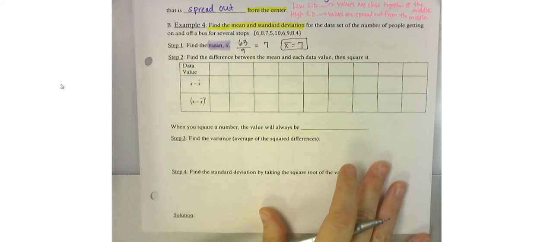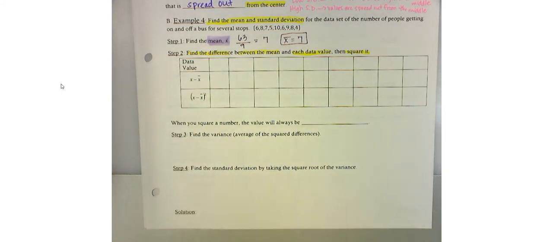Okay, in step 2, we are going to find the difference between the mean and each data value, and then we're going to square it. Okay, so the data value is going to come from this. So we have 6, 8, 7, 5, 10, 6, 9, 8, and 4. Okay, we're going to think of that value as x. Okay, so here when it says x minus x bar, we know x bar is the mean. So this is really, you're just doing x minus what? 7. Good.